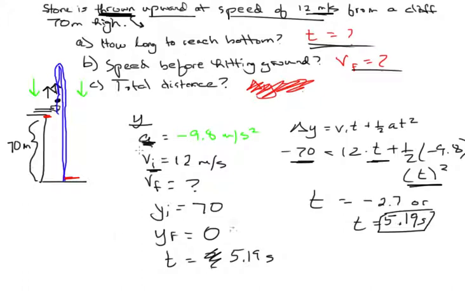It's kind of like being a detective. You're given some clues and then you have to figure out these other ones. Anyways, what is the speed just before hitting the ground? What is your final velocity? Okay, now we can do v final equals v initial plus at. We have every single variable.